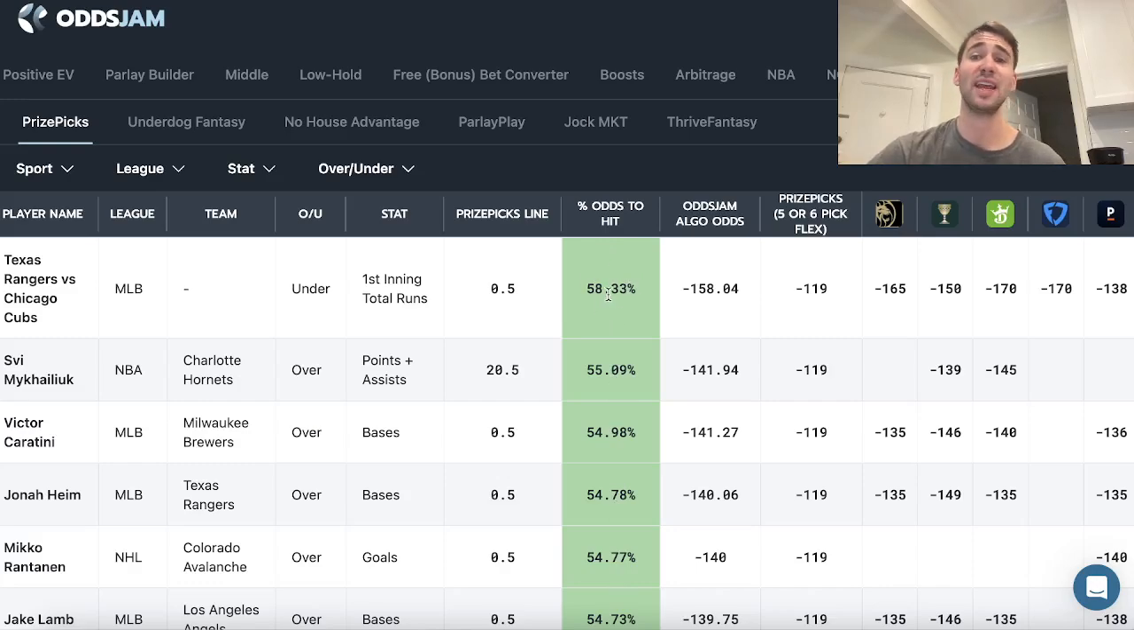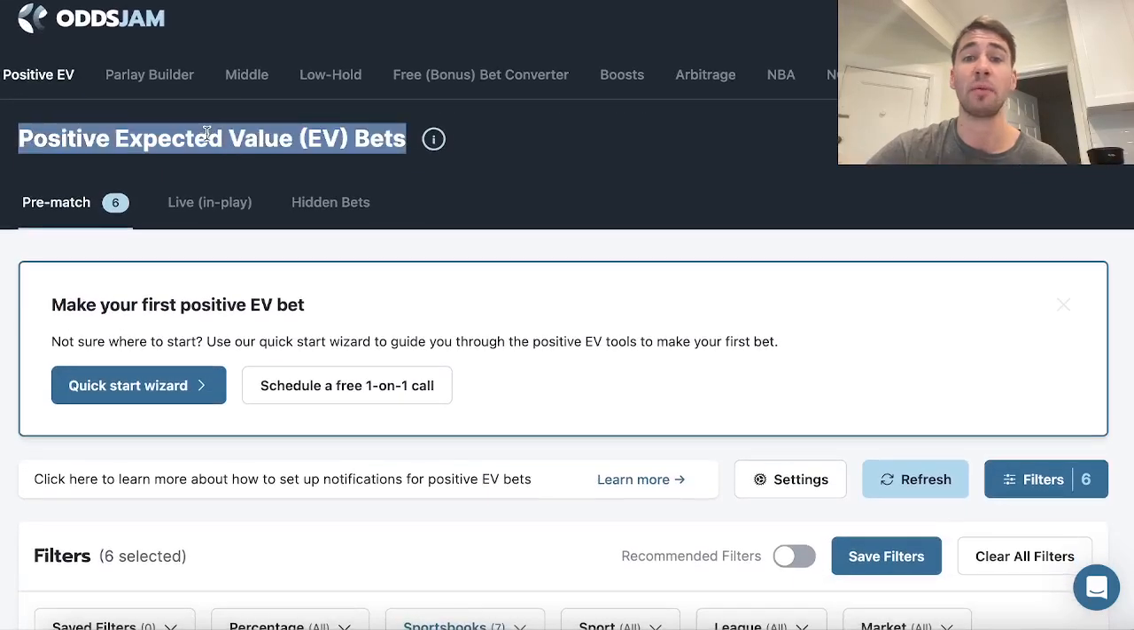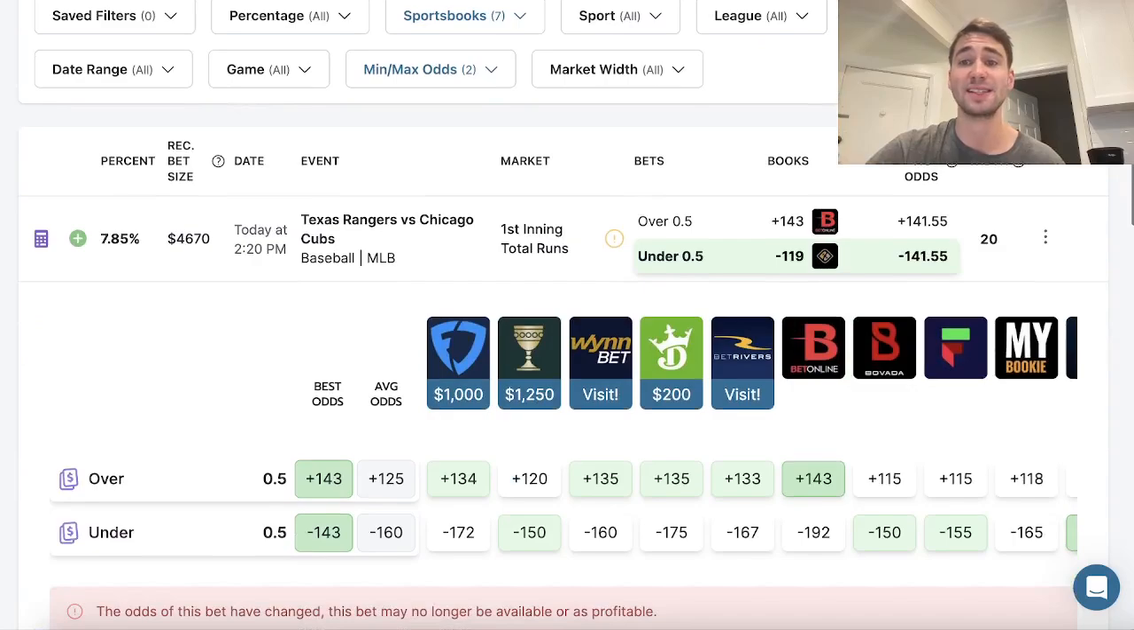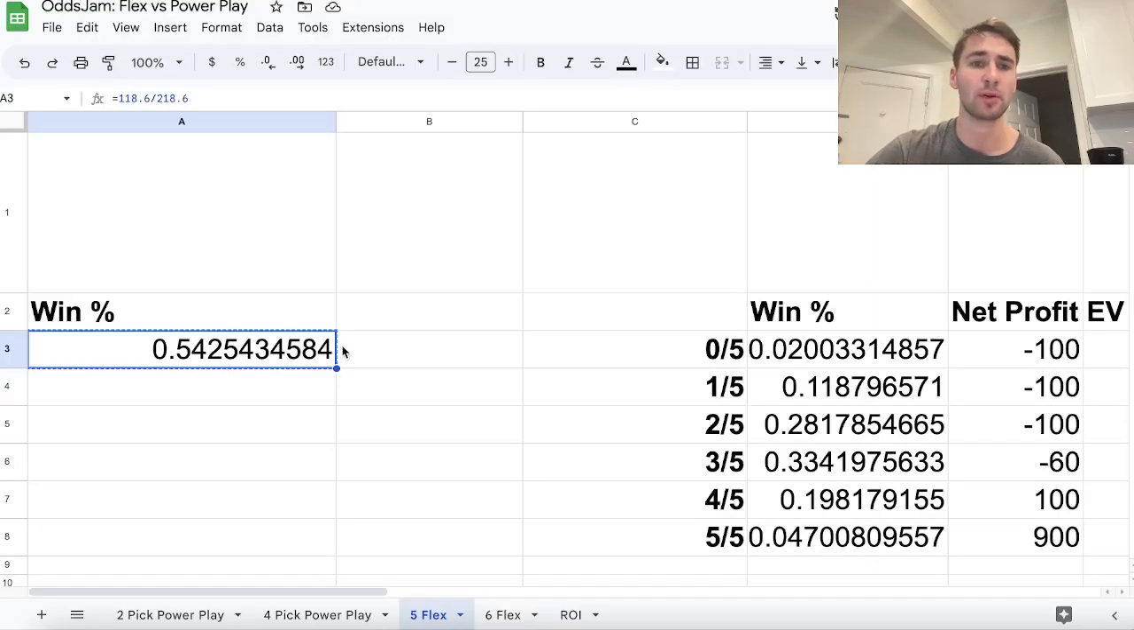This play was insanely good, right? The NRFI, the no runs first inning, in Rangers-Cubs, where sportsbooks have the under really heavily favored on the positive EV tool. This play is insanely good. Also on the fantasy screen. So let's say our picks are an average of 55.5% to win.